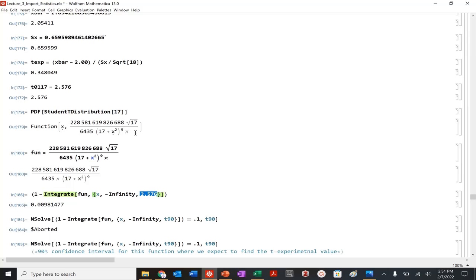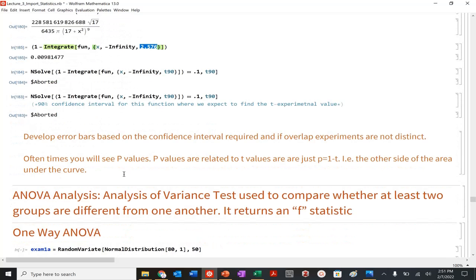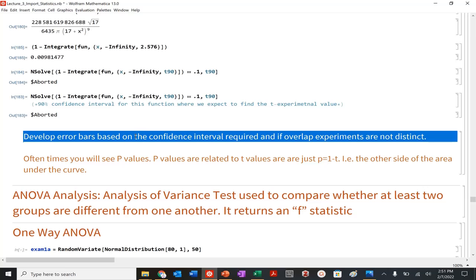This is excellent. The next time we're going to get into some ANOVA analysis. And again, you can develop error bars based on these confidence intervals. If they overlap, then you'll get those. You'll also see some p-values. P-values are related to t-values, just p equals 1 minus t. It's the other area, the other side of the curve.